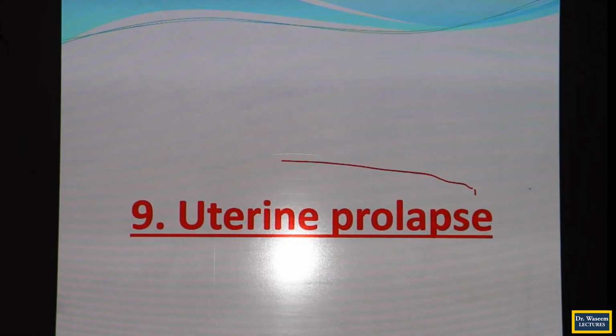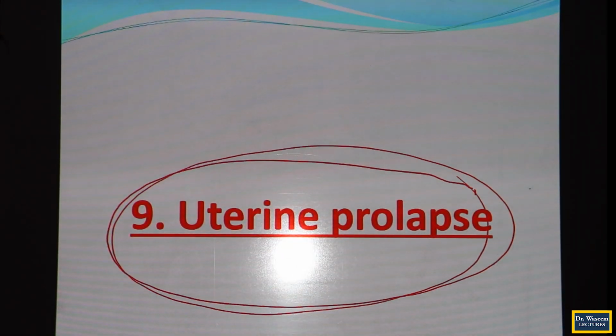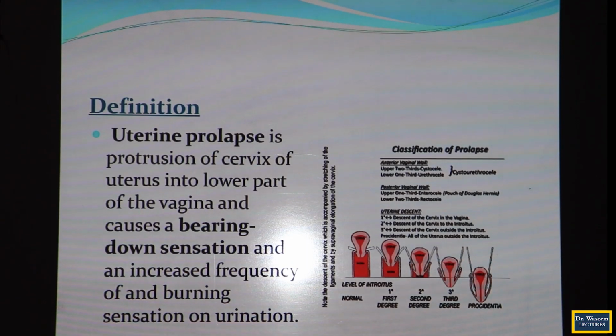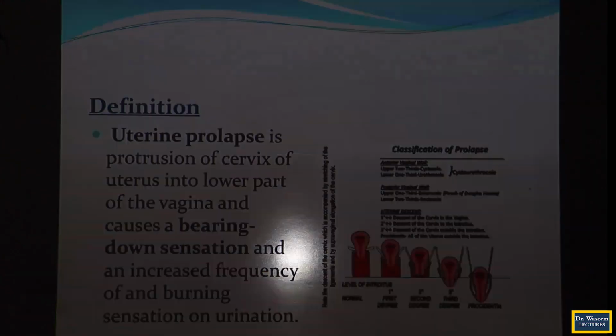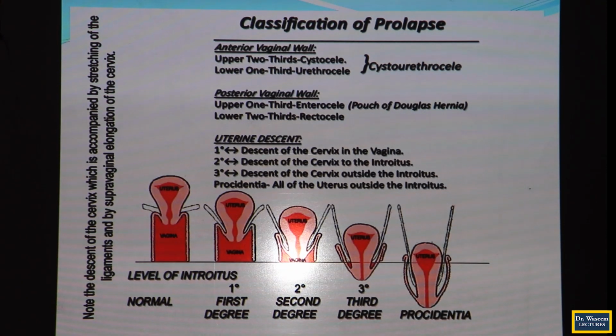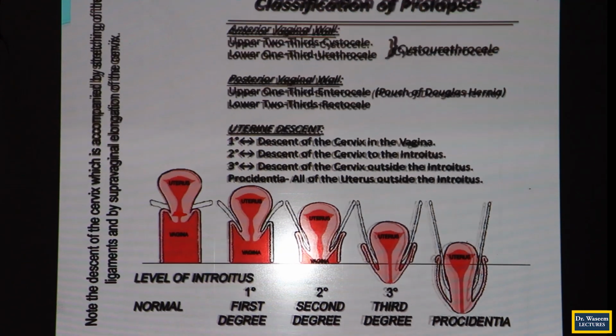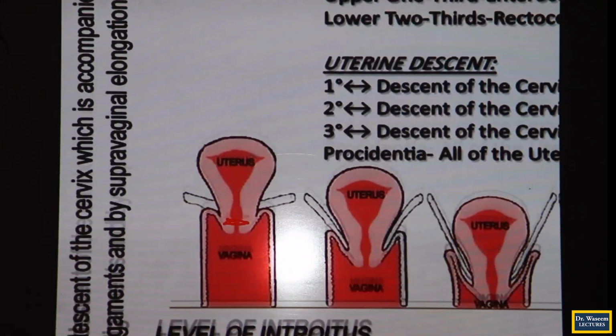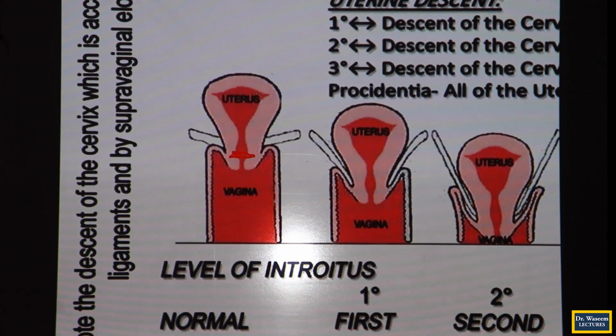Now, another very important condition is uterine prolapse. Uterine prolapse means protrusion of the cervix into the lower part of the vagina. In the normal uterus, you see that a part of the cervix is lying within the vagina, called the vaginal part of the cervix, and part is lying above, meaning outside the vagina.